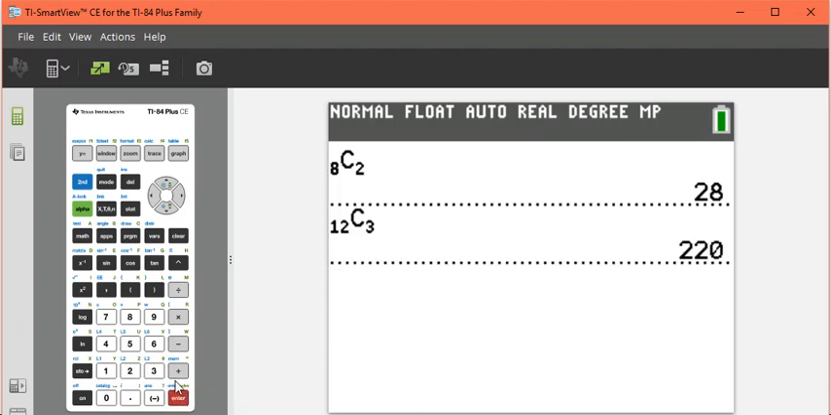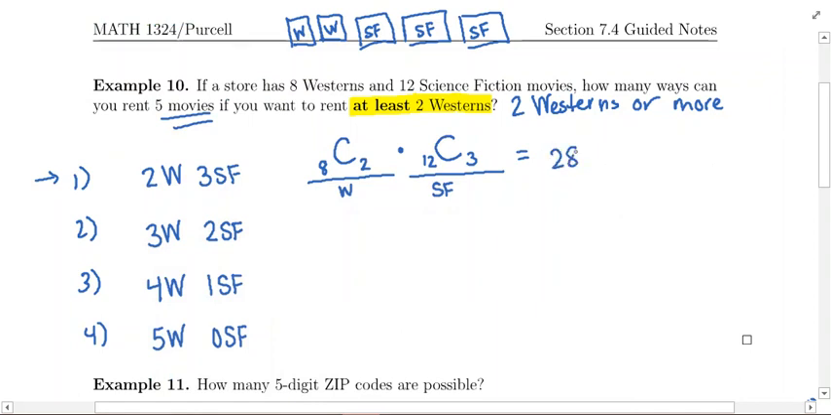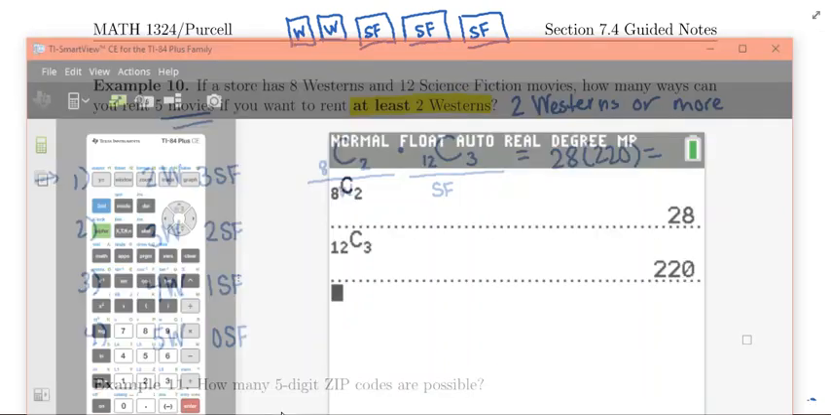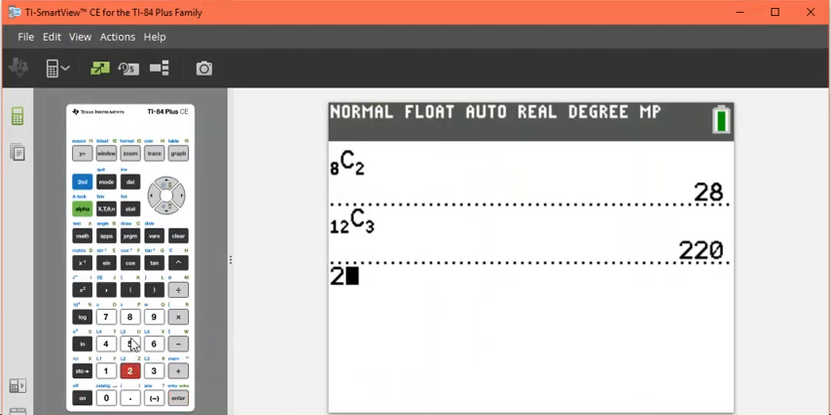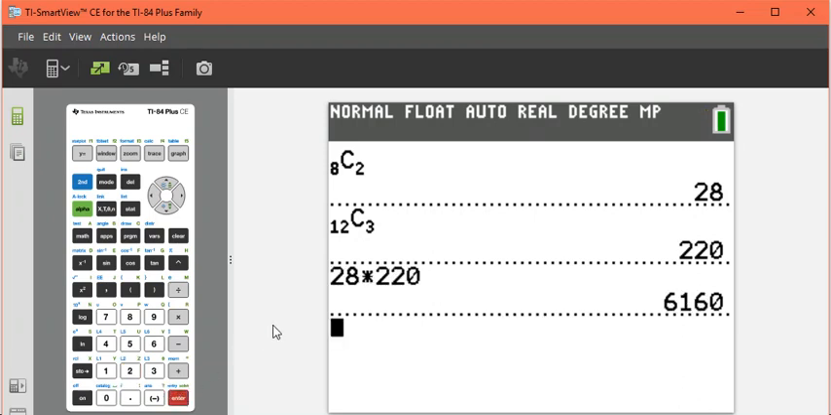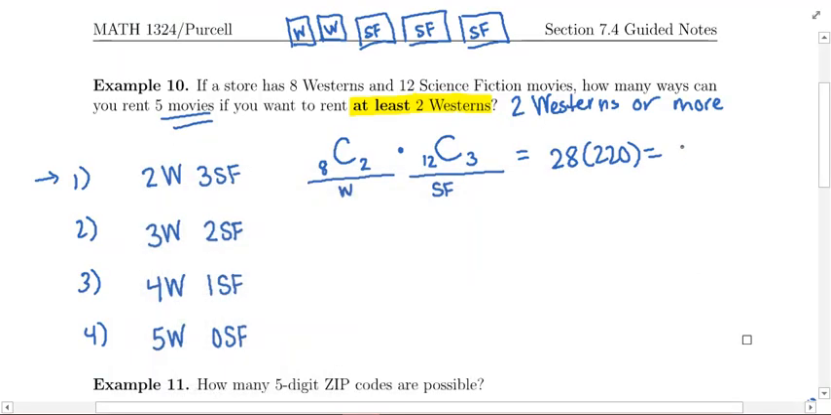Okay, so this is going to be 28 times 220. Okay, and if we multiply these numbers together, this is going to tell us the number of possible ways to rent 2 Westerns and 3 science fiction films. Okay, so 6,160 different ways.